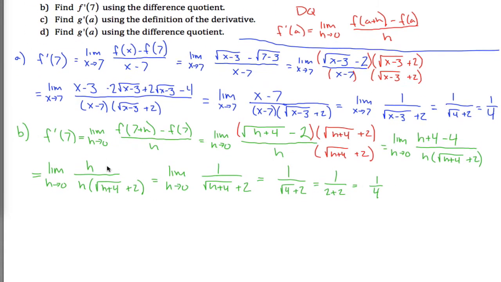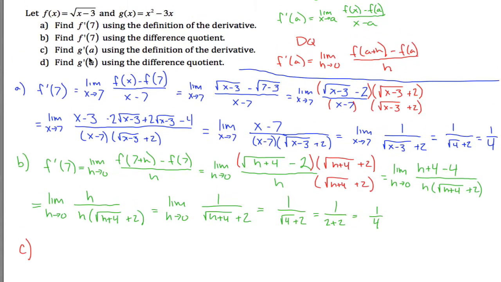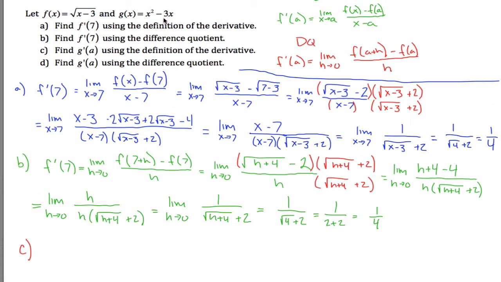Moving on, part C. I don't know if part C is more straightforward or less straightforward. Now you're asked to find g prime of a. So first of all, we're using a different function. Second of all, we're not finding g prime of 7, for example. We're using g prime of a. We want to use the definition of the derivative. The nice thing is I have the definition of the derivative up here, and it's written if you're trying to find f prime of a. So all I've got to do is change all the f's into g's.